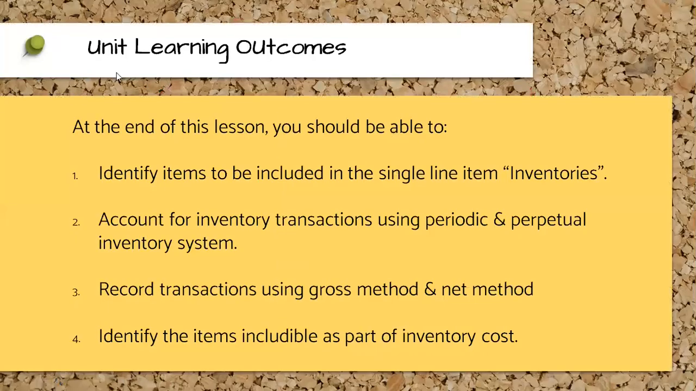Inventories. These are our unit learning outcomes. At the end of this lesson, you should be able to identify items to be included in the single line item inventories, account for inventory transactions using periodic and perpetual inventory system, record transactions using gross method and net method, and identify the items includable as part of inventory cost.